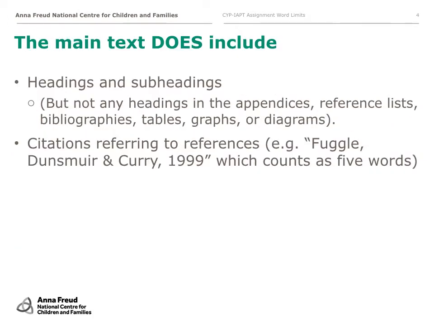Now let's try and clarify exactly what is and is not included in the main text word count. So your main text word count does include headings and subheadings, but not headings and subheadings in the appendices, reference lists, bibliographies, tables, graphs, or diagrams. Any citations within the text are included. So for example, Fugel, Dunsmuir, and Curry 1999 will count as 5 words.